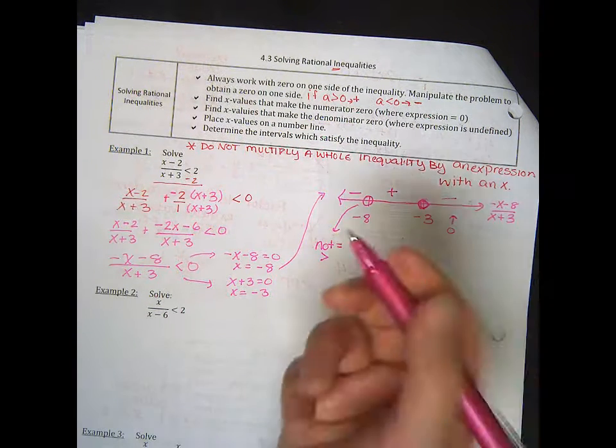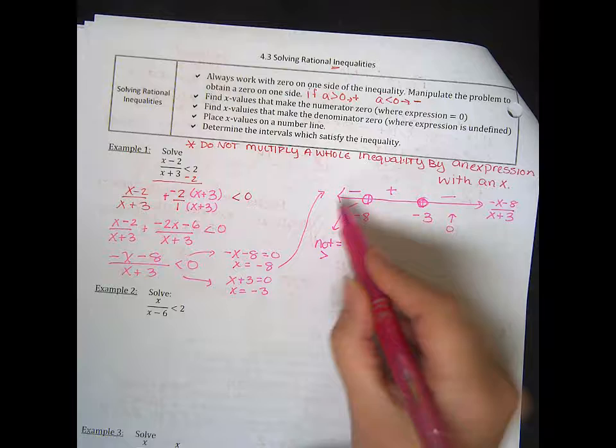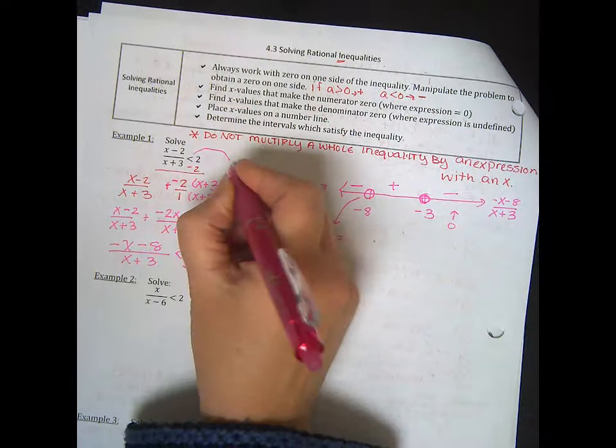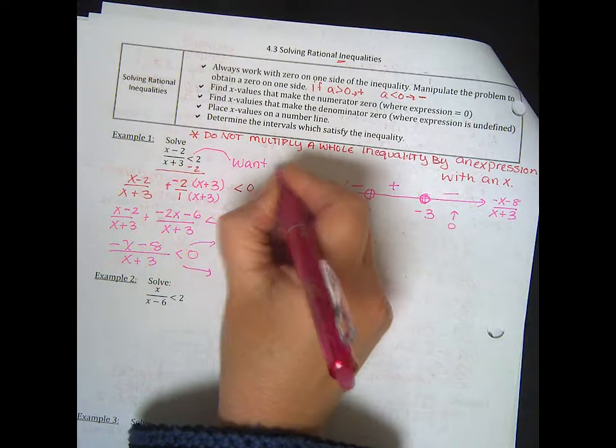So now we've got to think, do we want the positive area or the negative area? Well, this was a less than, so we want the negatives.